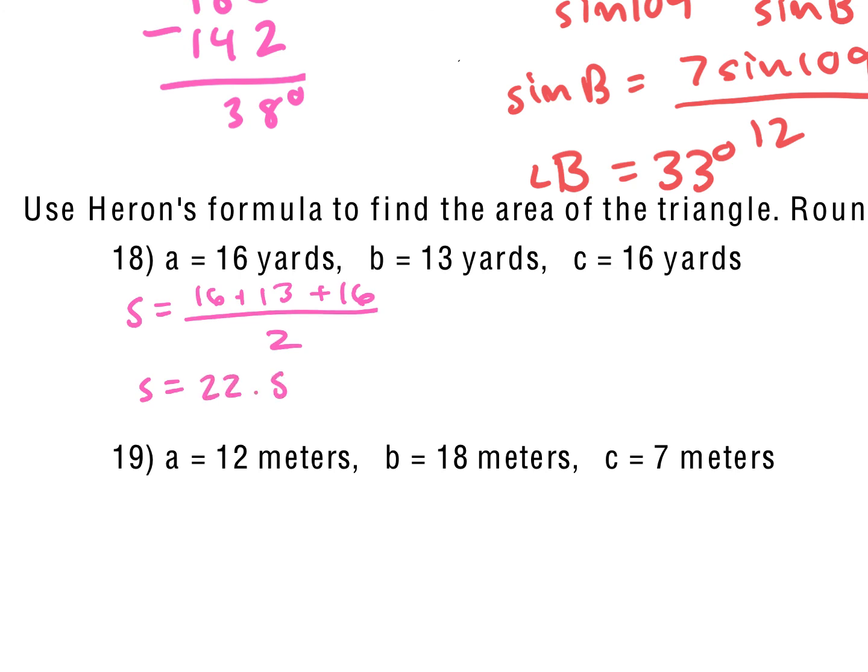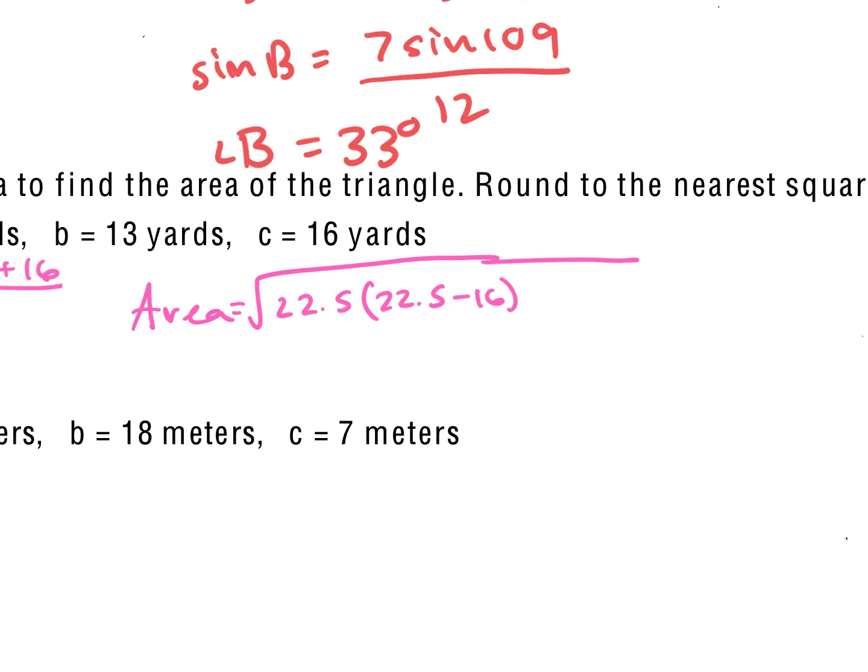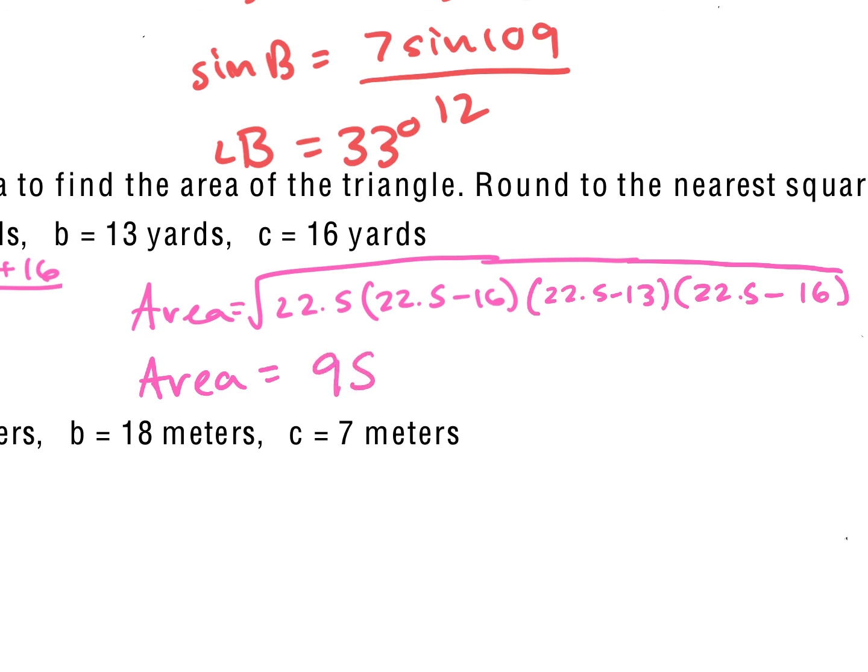22.5. So then for our actual area, it's the square root of S, so 22.5, times S minus A, so 22.5 minus 16, times 22.5 minus 13, times 22.5 minus 16. So put all of that into our calculator, and what do we get for the area? 95 yards squared. Since we're finding area, our unit has to be squared.